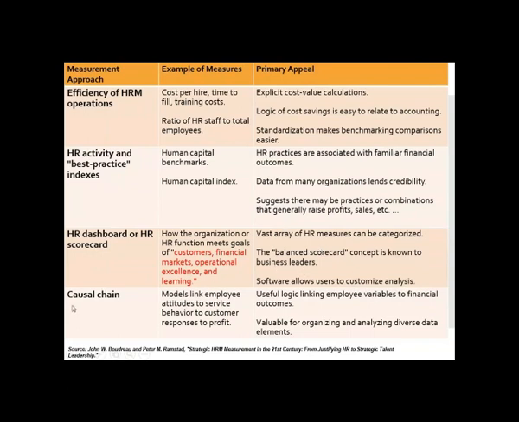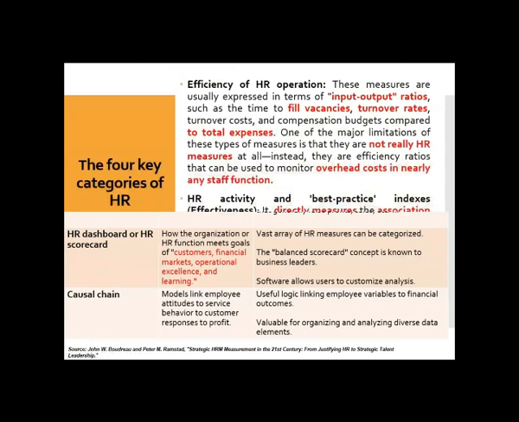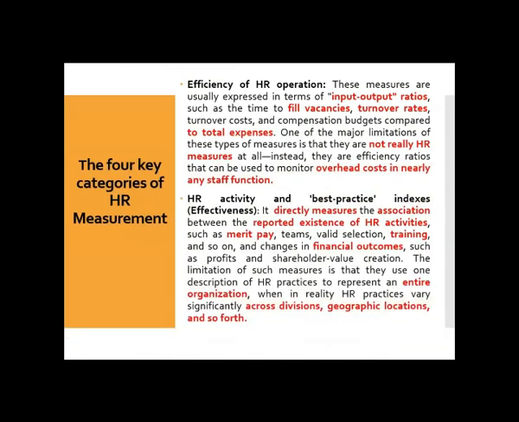Then I have to take you through a causal chain of HR. I'll discuss that. Efficiency HR measures talk about your input-output ratio. Something input goes, something output comes. Most of the time they focus on how much time you took to fill the vacancies, what the turnover rate is, what the total expenses are. When you convert them into cost, overhead cost, or hours, that becomes efficiency metrics.